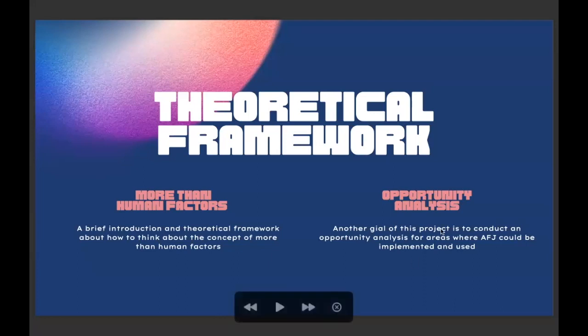And then the second part of my theoretical framework really looks at opportunity analysis. So trying to quantify and qualify some of these human factors and see which ones are most useful to look at when we look at algorithmic food justice and the potential implementation of it.